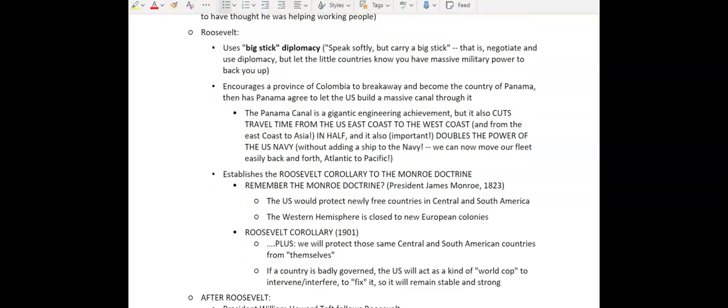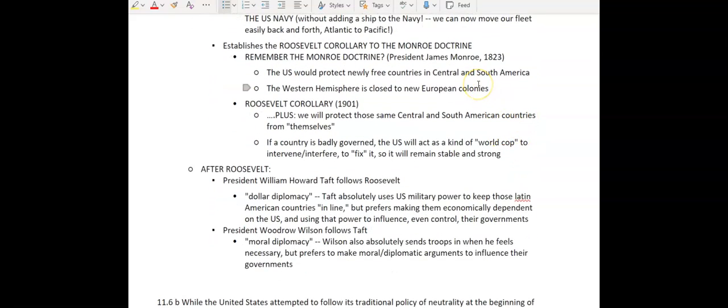Roosevelt then establishes a thing called the Roosevelt Corollary to the Monroe Doctrine. Remember the Monroe Doctrine? The U.S., says James Monroe in 1823, would protect newly free countries in Central and South America. The colonies that were beginning to get free in 1823 from Spain and France and Britain were becoming free countries. The U.S. said, we will protect them from being reconquered. And we say, the Western Hemisphere, Central and South America, are closed to new colonization by Europe.